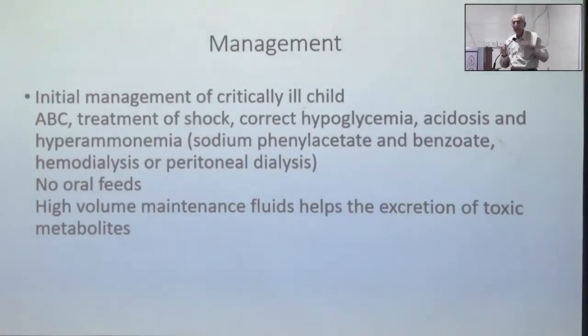What's the initial management? Like any critically ill child. So when you get a critically ill child and it doesn't fit in, infection, trauma, congenital malformation don't come with acute crisis, then you start thinking about inborn error of metabolism. And then of course you know all this, you treat shock, do airway, breathing, circulation, correct hypoglycemia, acidosis, they are common, hyperammonemia. Sometimes you have to use a drug or even hemodialysis or peritoneal dialysis for ammonia. And then no oral feeds, most important.